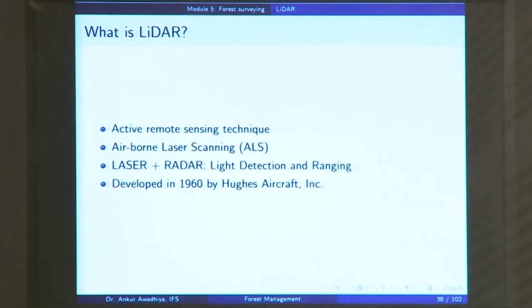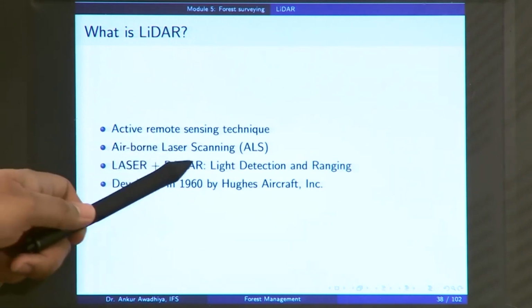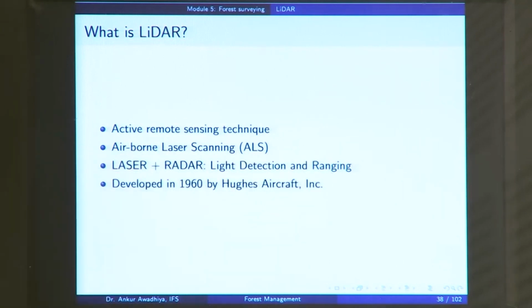Namaste. Today we will have a look at LiDAR, which is another method of doing forest surveying. Now, LiDAR is a combination of these two words, laser and radar, and the full form is light detection and ranging. It is an active remote sensing technique.